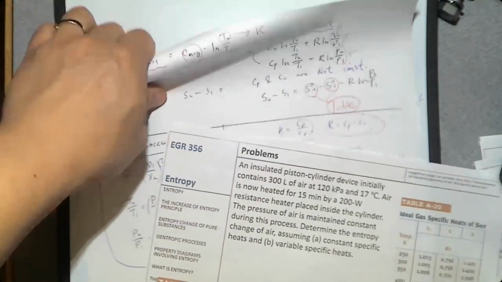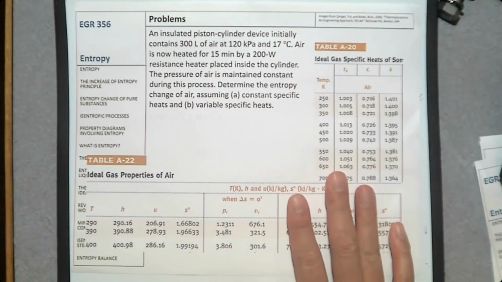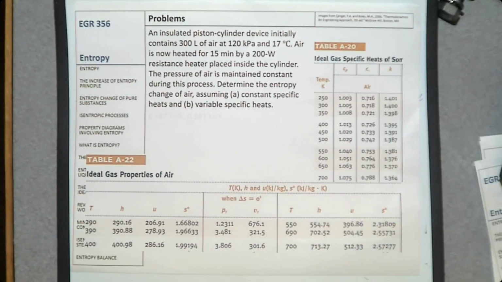Then let's solve this problem together, using the equations that we just reviewed. By the way, these equations are what we studied in chapter 6, EGR456. Okay, this is not new. This is a prerequisite. We are just reviewing them for your information.